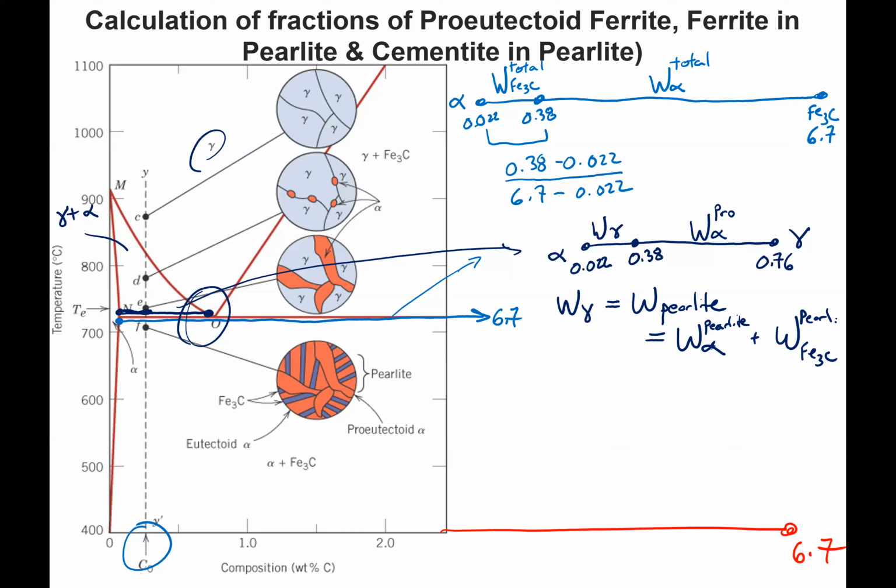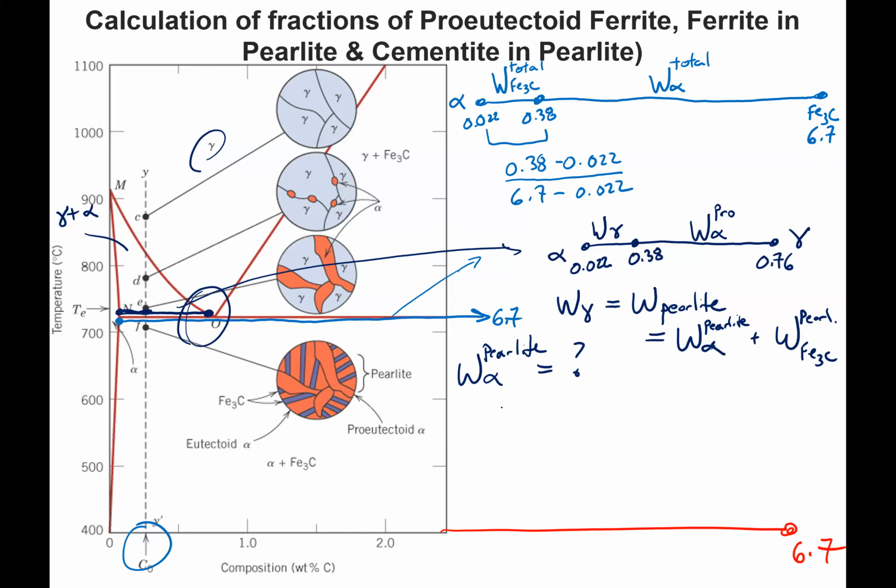So now we can really find anything that we want. We have everything labeled. We have all of our values from our tie line number-wise so that we can find our fractions. And so we could find anything that we need. And the first thing we're going to need, let's say we're looking for the amount of ferrite alpha in the pearlite. How do we get that one?